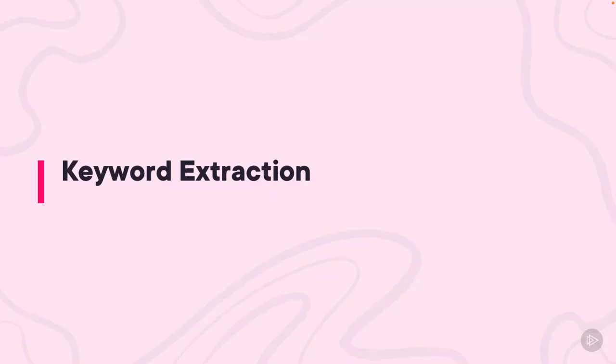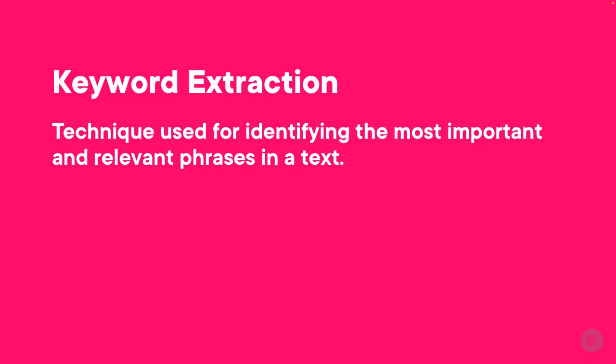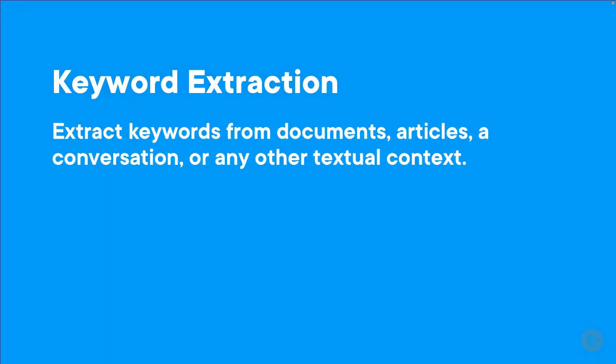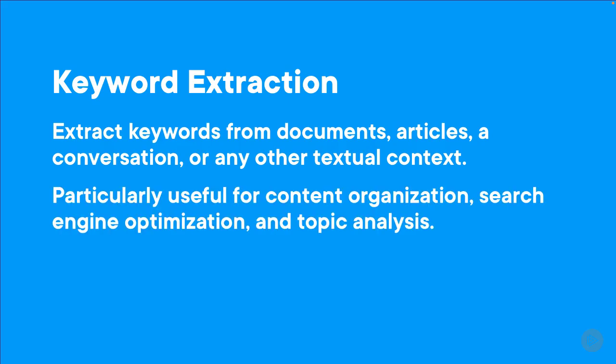Keyword extraction is a technique used for identifying the most important and relevant phrases in text. These key phrases can provide a concise representation of the main topics and themes present in the text. It is possible to extract keywords from documents, articles, a conversation, or any other textual context, and it's particularly useful for content organization, search engine optimization, and topic analysis.